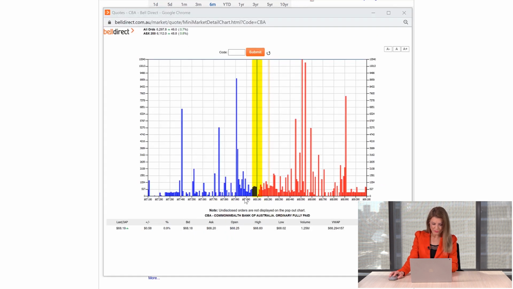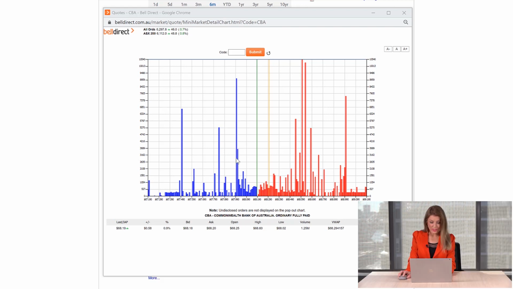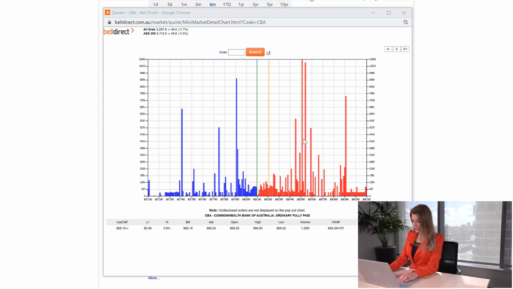This green line represents the current price of the stock. The yellow line represents the average price for the security in the trading session. The blue line represents buys with the price below. So simply, this tells us there is a lot more demand to buy this stock at this level, and the red lines represent sells. And the vertical line here represents volume, showing the most sells for the stock are here.